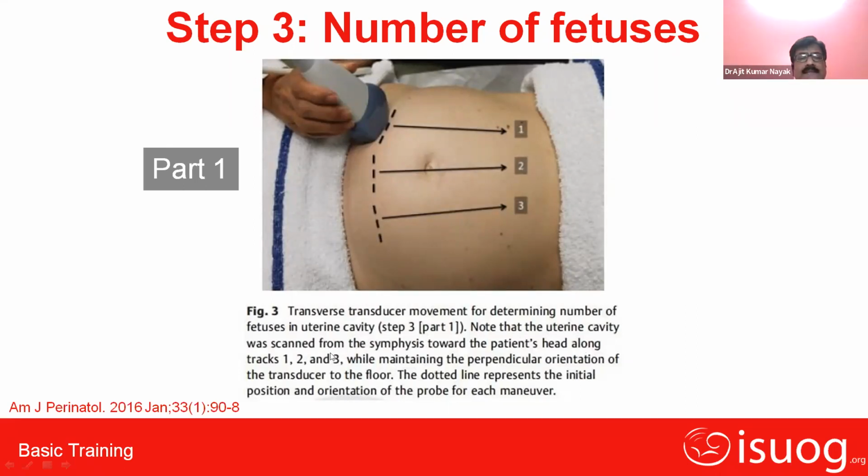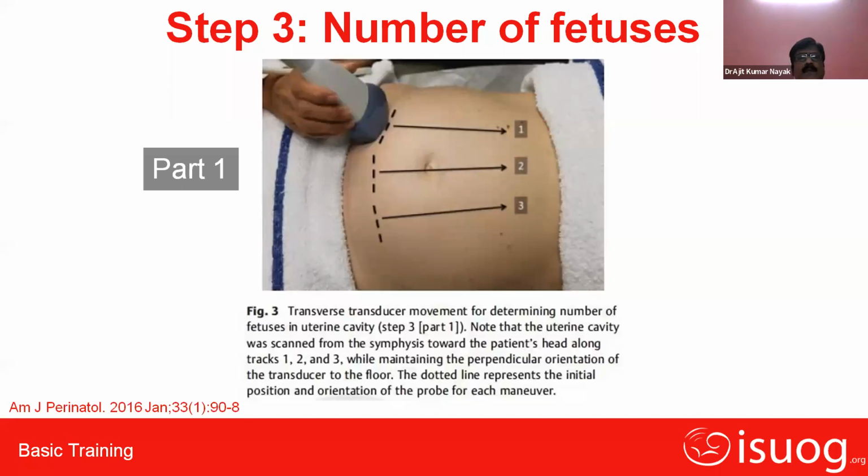So the uterine cavity is scanned from symphysis to the patient's head along the track 1, 2, 3. So track 1 from symphysis to upper part of the abdomen, track 2 again from symphysis to the upper part of the abdomen, and track 3 again from the symphysis pubis to the upper part of the abdomen. If we do like this and put the probe with the transducer in the horizontal direction, then in the transverse direction, we will not miss any fetus.